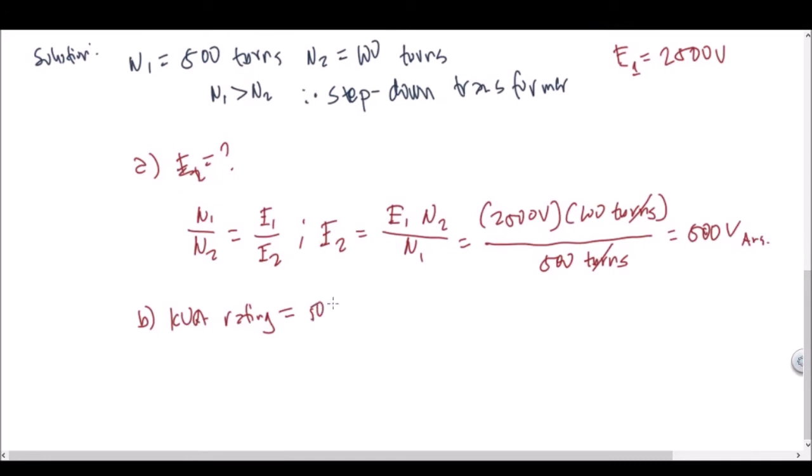50 kVA. So, solving for the primary current, that will be our I sub 1. But let's first have a review of AC circuits. When we say VA, that will be the apparent power, volt-ampere. That will be equal to the voltage times the current.